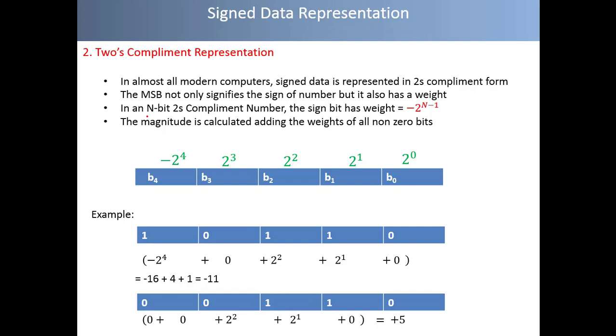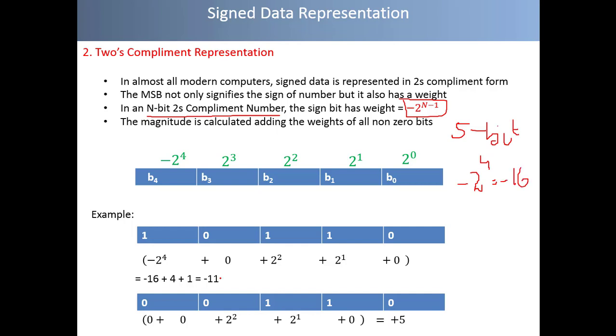So given an n-bit 2's complement number, the most significant bit, which is the sign bit, has weight -2 raised to power n minus 1, where n is the number of bits. For example, if we have a 5-bit number, then the weight of the most significant bit is -2 raised to power 4, which is equal to -16.